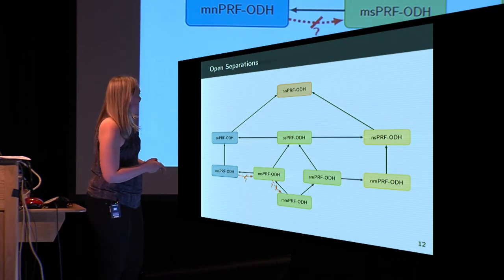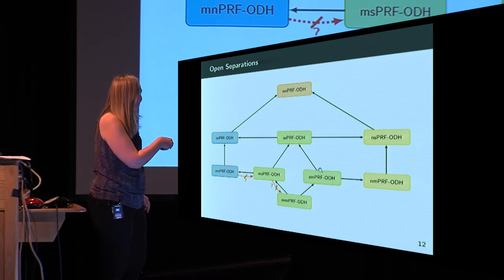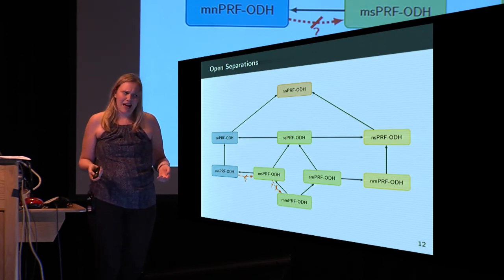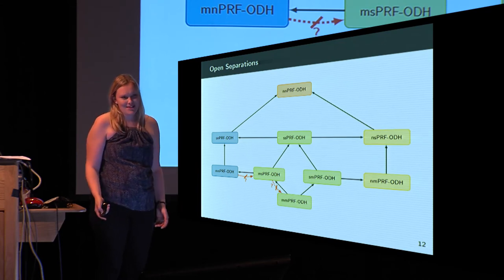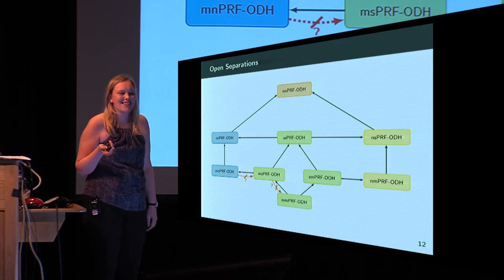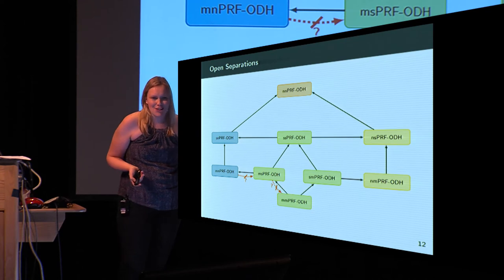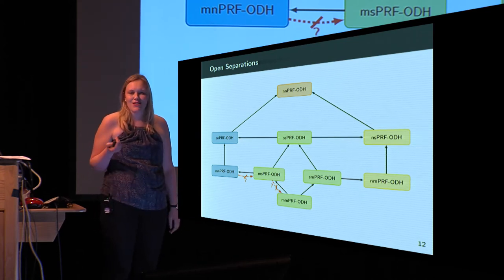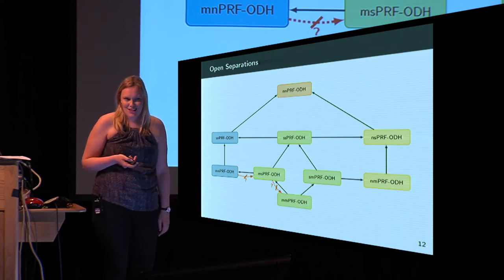Because actually, for these two implications here, we were not able to give separations. And now you might wonder, how's that? Looks pretty symmetrical all over. This is because I was hiding something in the definition of PRF ODH, so we didn't discuss in detail what it looks like. And actually, there's an asymmetry in the definition of PRF ODH. So one of the oracles, the left oracle, is given to the adversary at the outset of the game, while the other one is only received with the challenge.